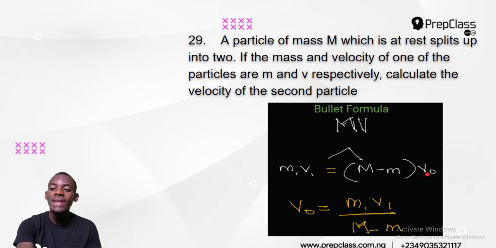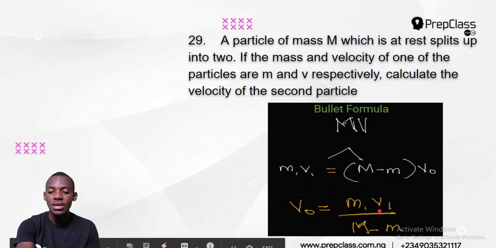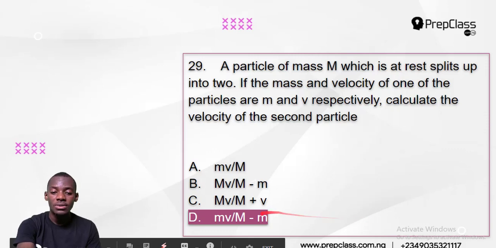So now what's the velocity of the second one? That's the gun. Remove this one from here, put it under here, and that will become mv over M minus m, and that is my answer. So the velocity of the gun, the second velocity, or the bigger velocity, is m times v over capital M minus the smaller m, and that's your answer. And that makes option D the correct answer, mv over M minus m.